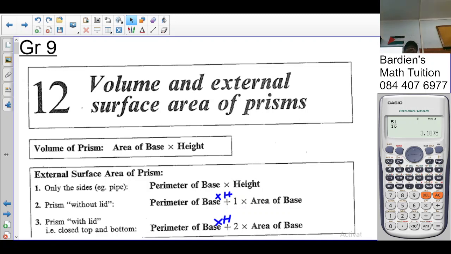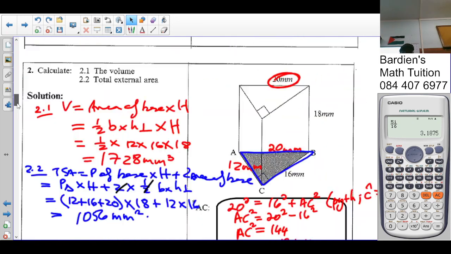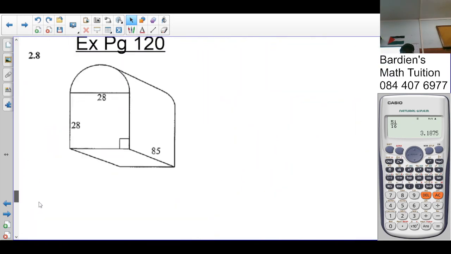Good morning, class. So today we're looking at volume and external surface area of a prism. This is our third lesson, dealing with a section of work, okay?